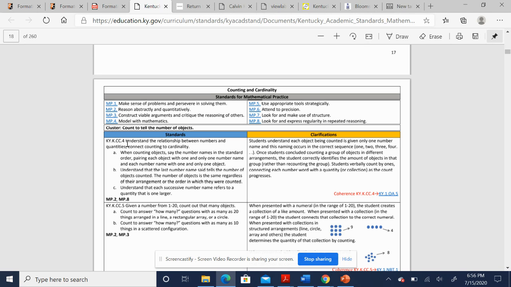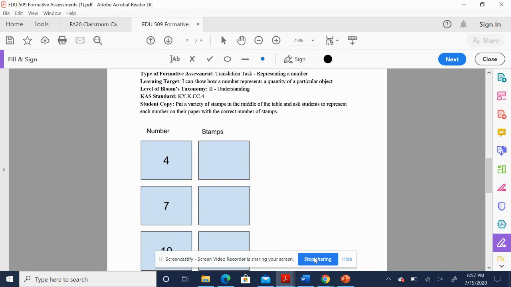So when we count things, we count those numbers in order. We don't count 1, 5, 10, 11, 3. We count 1, 2, 3, 4, 5. Okay, so if you're ever confused about what the standards mean, if you look over here on the right, you have some clarification here on what that means. Let's go back and look at the task at hand.